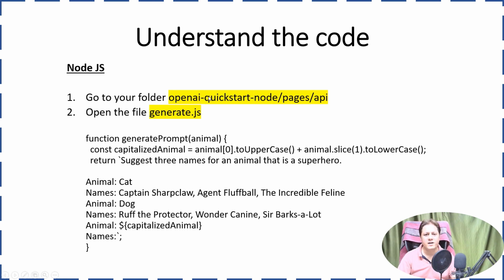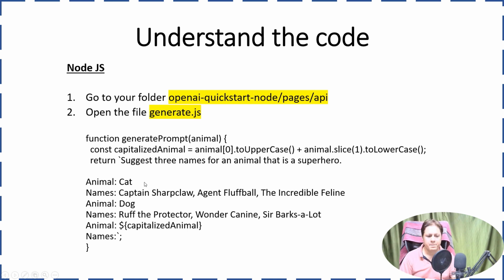So now, regarding the understanding of this code, very quickly I am going to explain how to understand this code, what is happening over there. You need to go to this folder, OpenAI Quick Start Node /pages/api, and then go to the file generate.js. You will see the code below over there. This code is self-explanatory, but this is the function generatePrompt, and then I am creating the prompt, the animal name, and then returning something.